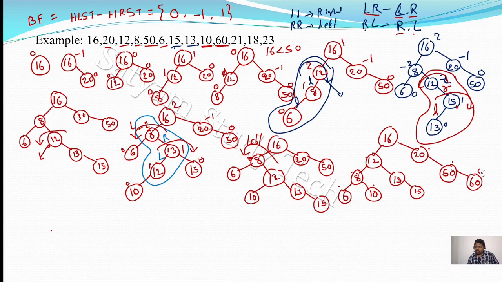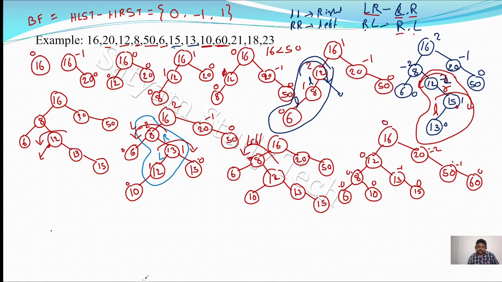Here the balance factor is 0. Here the balance factor is -1. Here the balance factor is -2, because the left subtree is 0 and the right subtree is 2. So 0 minus 2, that is -2. Again here you can see all are 0. The balance factor is 0. Here also 0, 0, 0. Here also there is no change. Here 0. Here -1 and 0. Here you can see it is 0. 1, 2, 3. It is 3. Here also 3. So the balance factor of 16 is also 0.